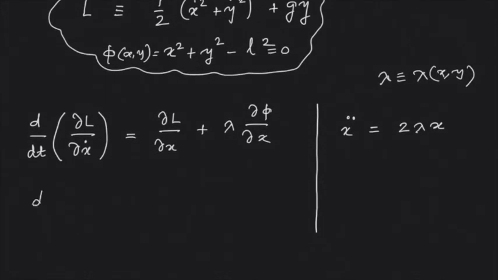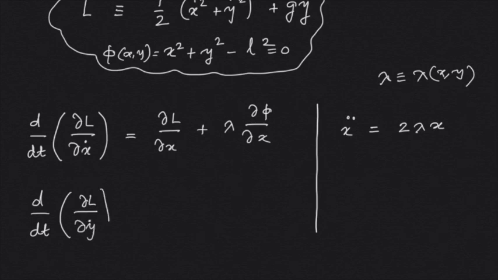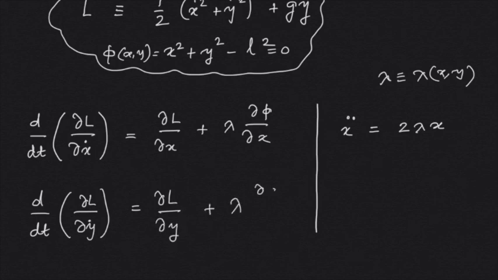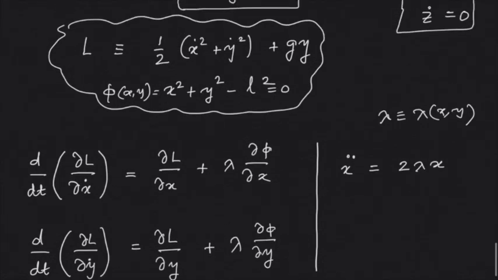I will have another equation here, that will be equal to ∂L/∂y plus λ ∂φ/∂y. And what did I get? Once I work that out, I will get ÿ on the left-hand side. On the right-hand side, now I have something which depends on λ, so I'll get a g, and then from the constraint I will get 2λy.